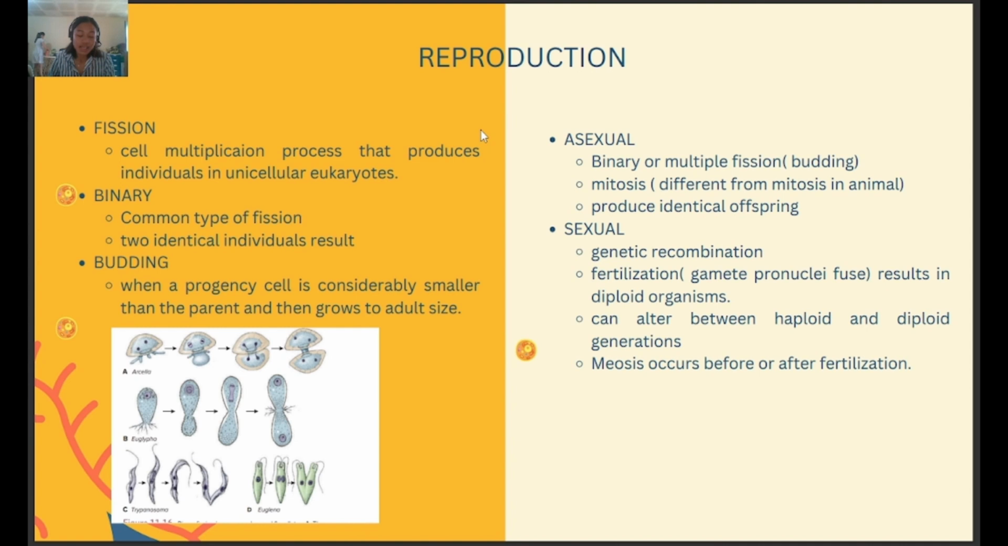Then there is multiple fission, in which the division of cytoplasm is preceded by several nuclear divisions so that a number of individuals are produced almost simultaneously. In binary fission, two identical individuals result, while in multiple fission, many result, more than two. Next is budding, another type of asexual reproduction in which a progeny cell is considerably smaller than the parent and then grows to adult size.